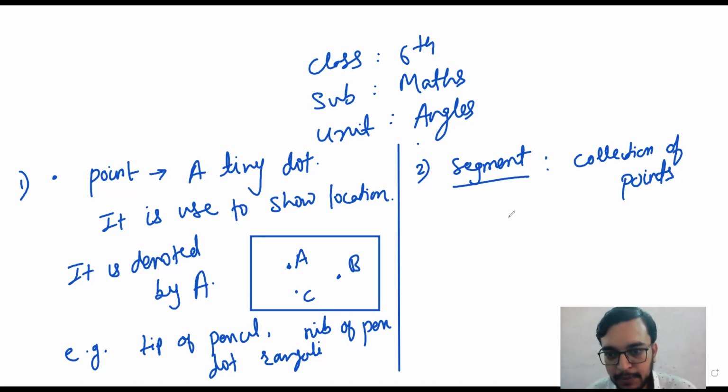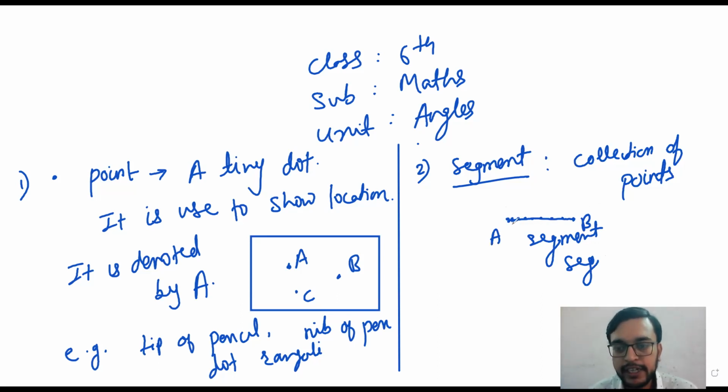Collection of points means, suppose this is point 1, point 2, these are some finite set of points, right? If we join all these points, we get a figure like this. This is called the segment. In short, it is written as seg. Here, point A and point B are called the end points, right?